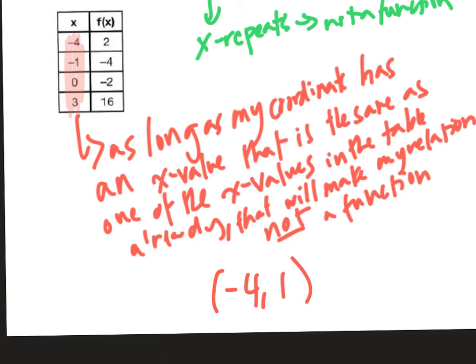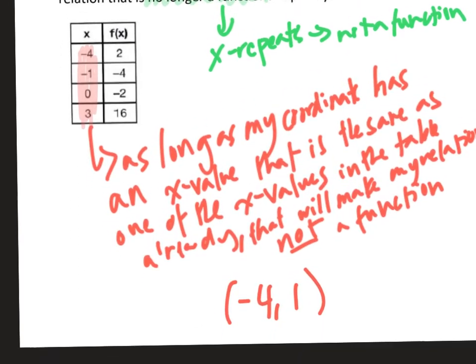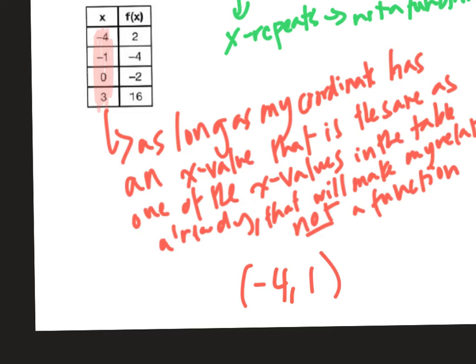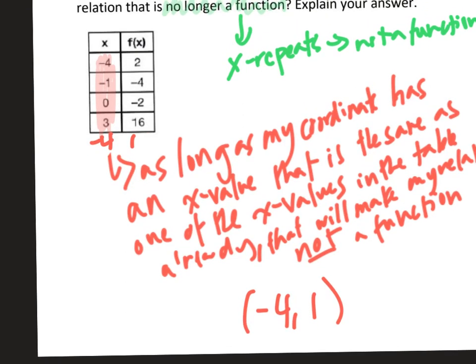And I can see that if I were to put this in my table, let me just erase this a little bit, as negative 4 comma 1, I see that negative 4 comma 2 is one element in my table, and then negative 4 comma 1 has the same x value, but a different y value.